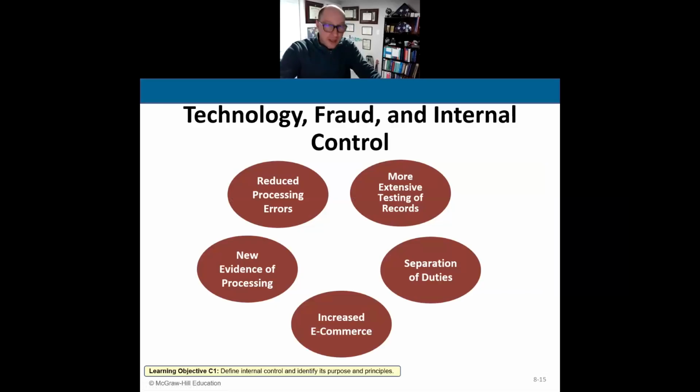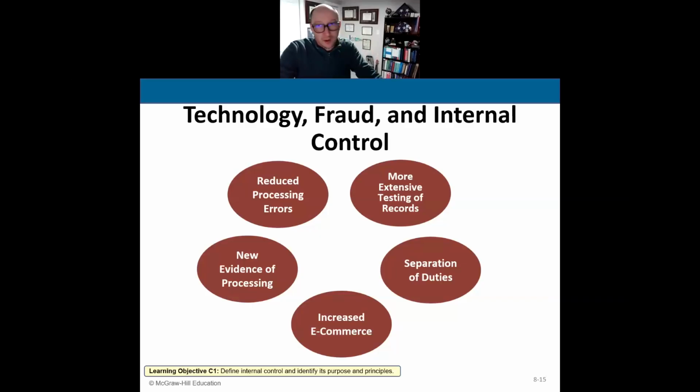So all those things work together. How does it help? It helps to reduce processing errors, definitely. It provides more extensive testing of records, making sure that everything was recorded accurately. The separation of duties: the same person receiving the inventory should not be the same person that ordered it. The person counting the cash should not be the same person that received the cash, etc.